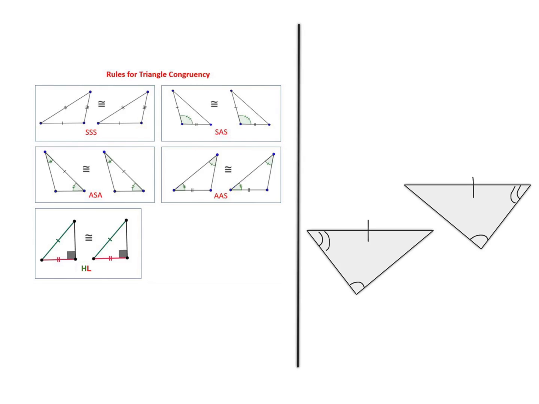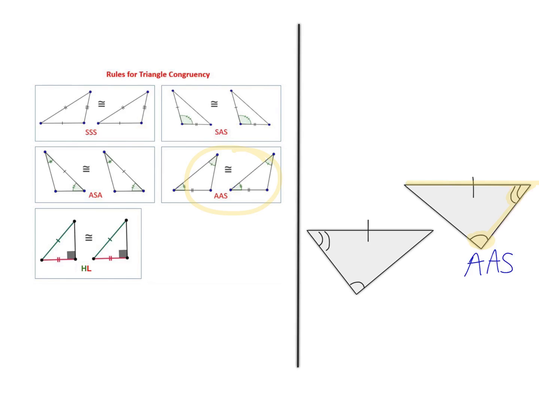Okay, so when I look at my picture and I start to outline the information that I have, right here I have an angle, here I have an angle, and then a side. Angle, angle, side. So therefore, the best postulate to prove that these two triangles are congruent is the angle, angle, side postulate.